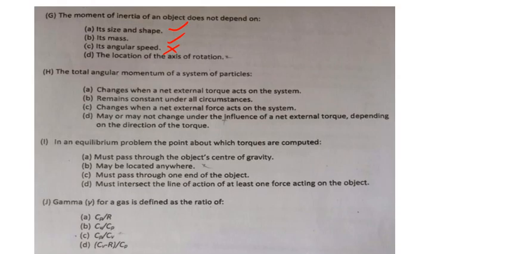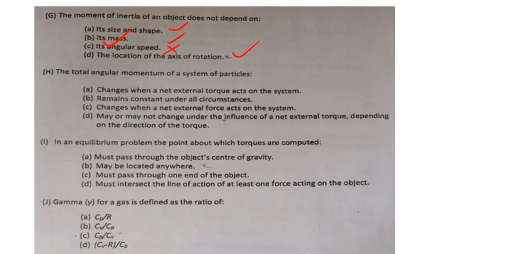Of course not, because the way you find your moment of inertia is I equals mr squared. Now the r squared is the distance from the axis of rotation. So it's going to be dependent on the mass and the axis of rotation. There is no speed here, so basically that speed is our answer in this case. The location of the axis of rotation is also going to affect it. Is it at the center, is it far away from the center? All those things are going to affect it. So for G, our answer is angular speed.